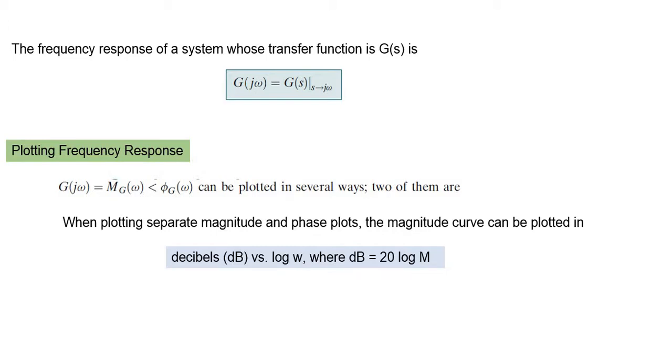When plotting separate magnitude and phase plots, the magnitude curve can be plotted in decibels, dB, versus log omega, where dB is equal to 20 log M. This is a sample of semilog paper that is used for drawing the Bode plot. In the semilog paper, we write the x-axis as the frequency in radians per second and the magnitude in dB.